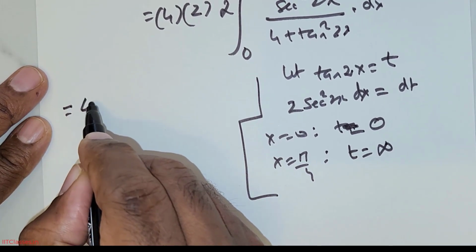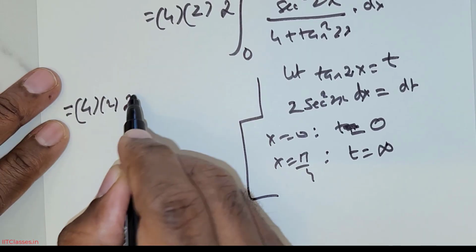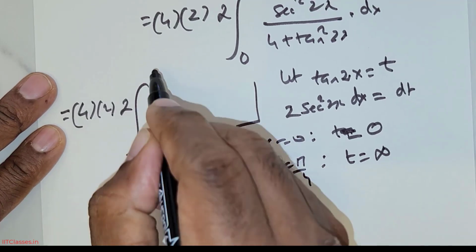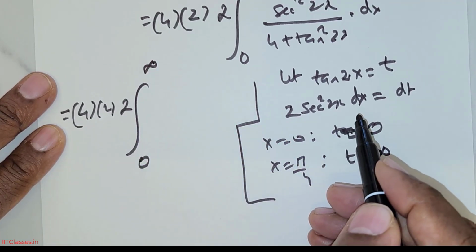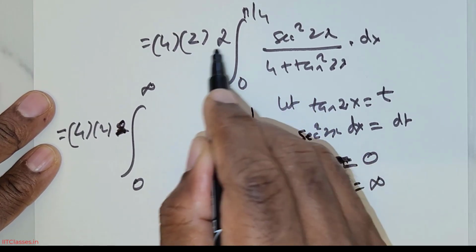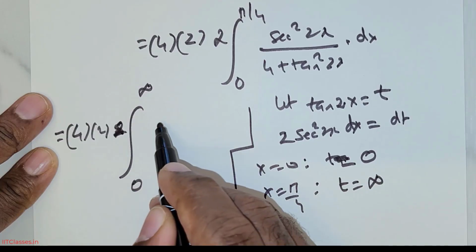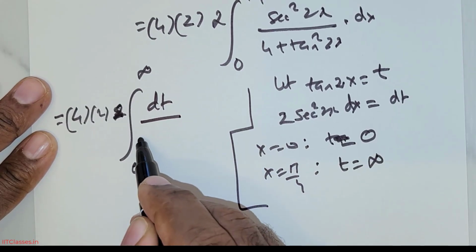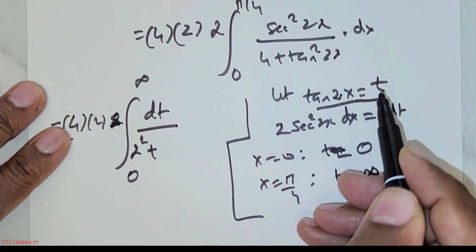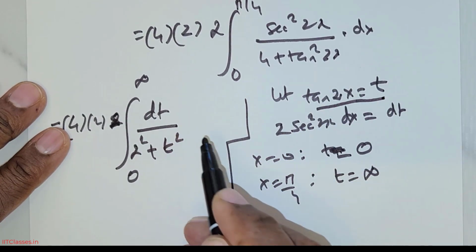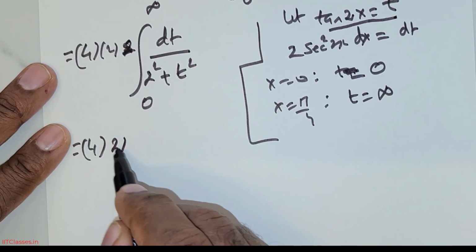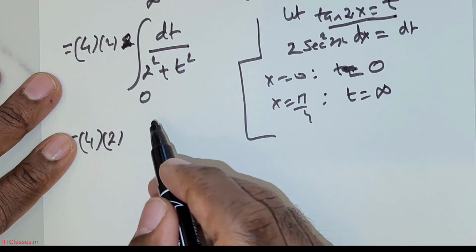So this is going to be equal to 4 times of 2 times of 2 times integral 0 to infinity secant squared 2x. Now you already have a 2 here, so I'm going to take in this 2 inside. So that is going to give me a dt divided by 4. I'm going to write it as 2 squared. Now tan squared 2x, tan 2x is t, so this is going to be t squared. So if I were to rewrite this, I'm going to get 4 times of 2 times integral dt.